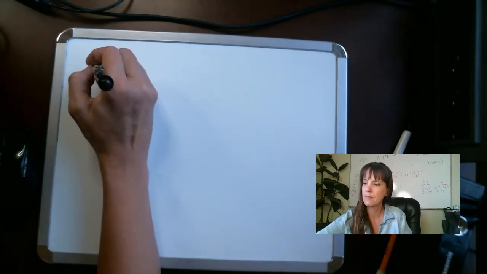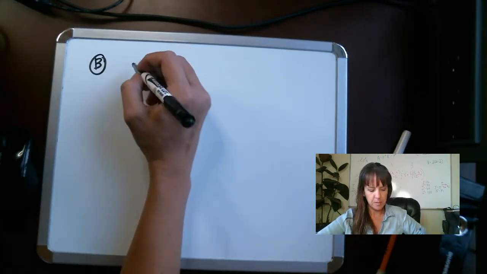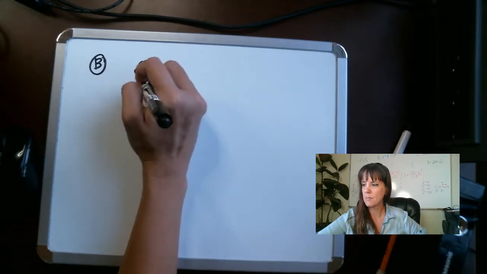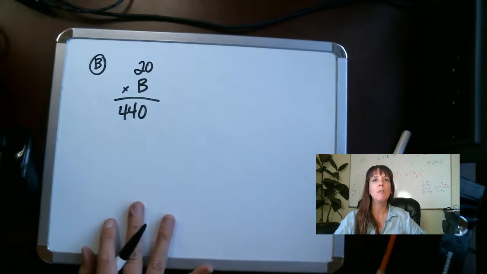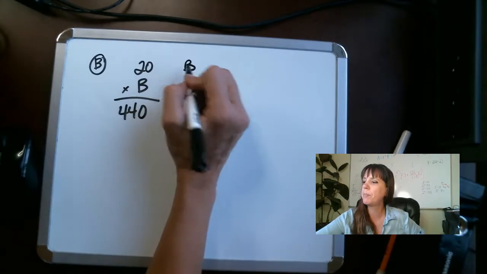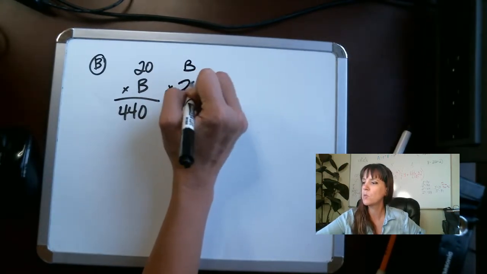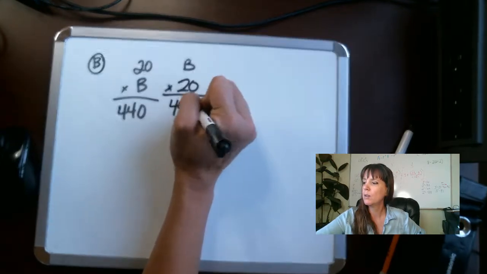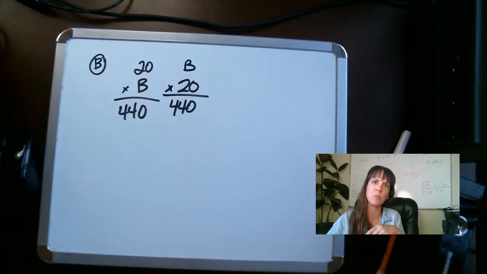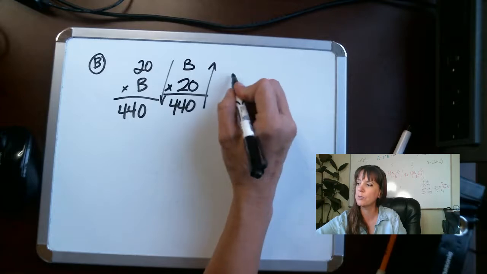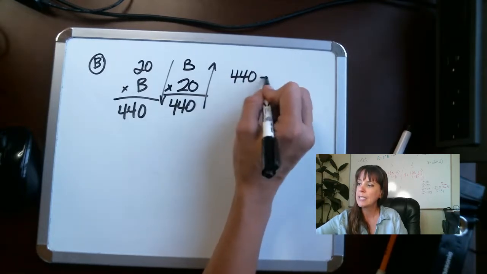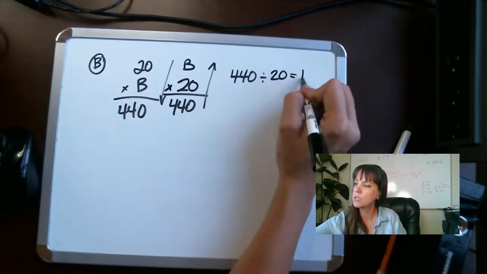All right, let's talk about B. 20 times B is 440. Let's think about that other multiplication fact. We can do B times 20 is 440. When we have our multiplication facts, we want the unknown to be on the top, because then if we multiply in that direction, we can divide in this direction. So we get 440 divided by 20 equals B.